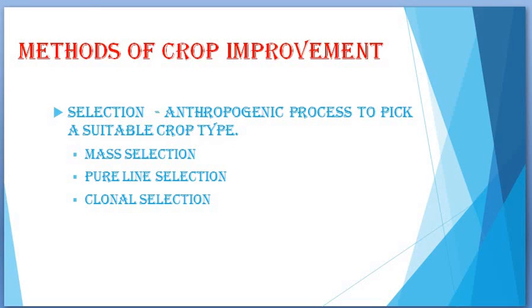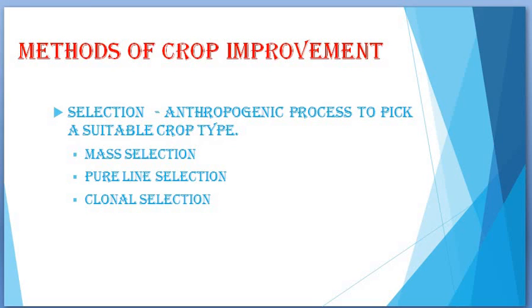Crop improvement can be done by two major procedures. One is the selection procedure and the second one is the hybridization procedure. First, the selection procedure. Selection means we are going to select which crop has to be improved, or as what it has to be improved. So this is what the selection procedure talks about.